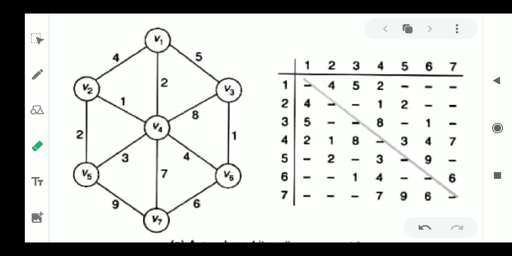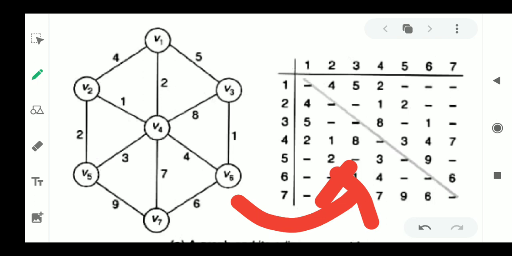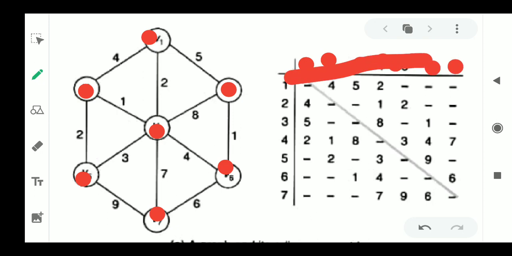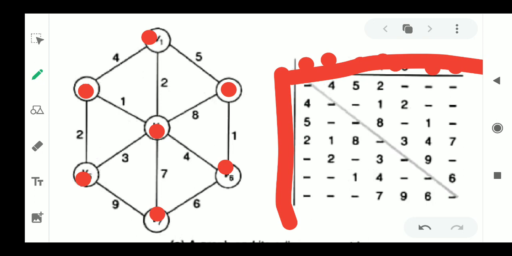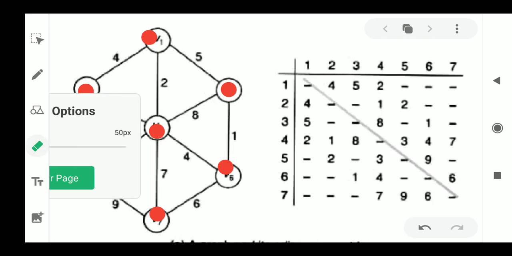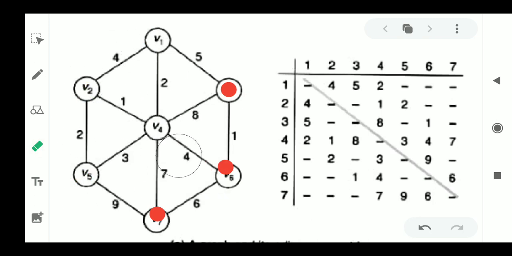Here we have taken an adjacency matrix. We will understand how we have taken it; in the previous lectures also we understood how to take an adjacency matrix. So how many vertices are here? 1, 2, 3, 4, 5, 6, 7. There are 7 vertices. That's why we have taken 7 nodes horizontally as well as vertically. We will fill the values of the matrix here.